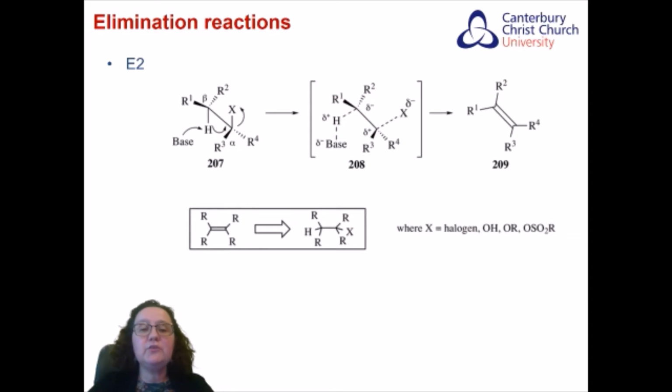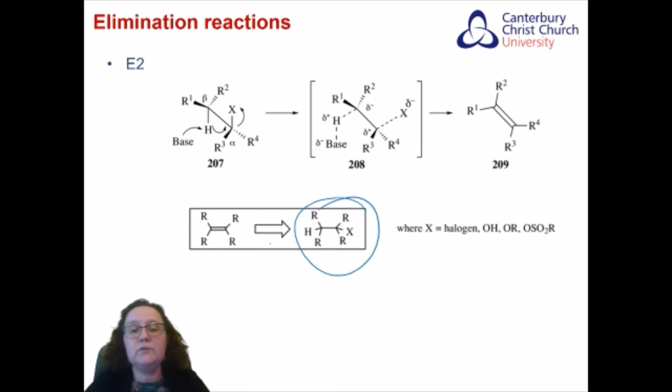An elimination reaction forms a double bond or a triple bond from the corresponding carbon-carbon single bond, and you need a leaving group. Typically the leaving group can be a halogen, but there are also an alcohol, an ester, or a sulfonic group. And here is an example of how an E2 reaction looks.